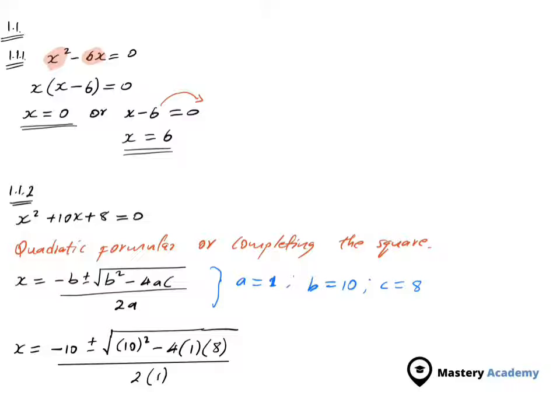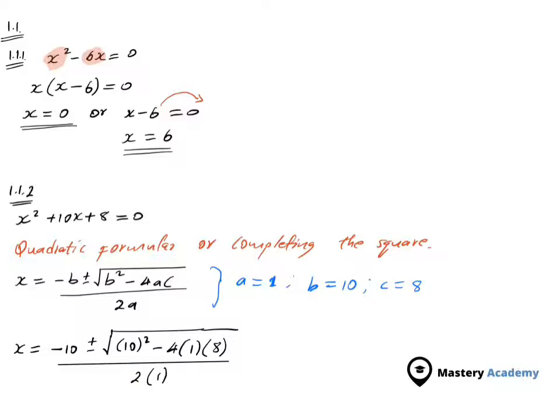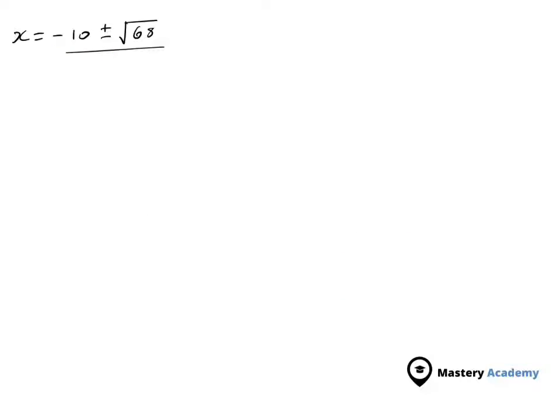1. All right? And then now this is going to be x is equals to minus 10 plus or minus square root of 68 over, and then 2 times 1, you get a 2. So there we have it. And then now we're going to separate this into two parts. So we're going to have minus 10.